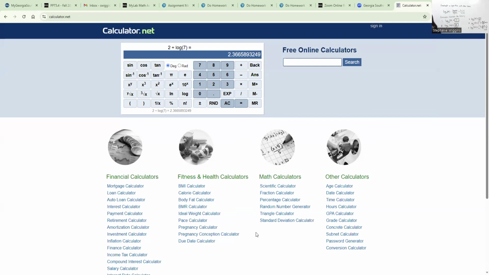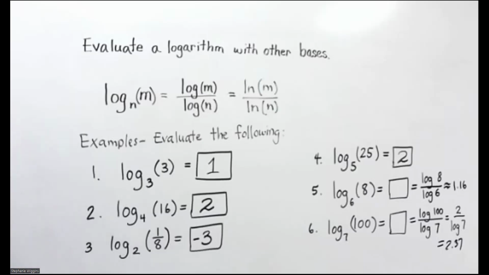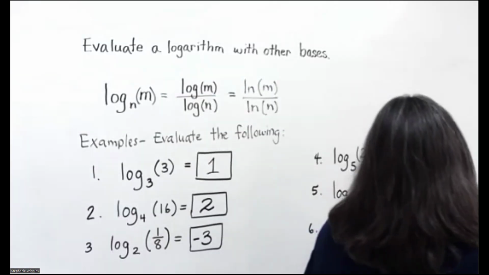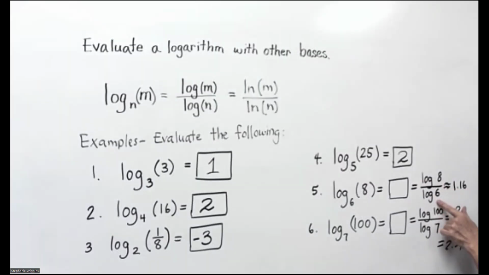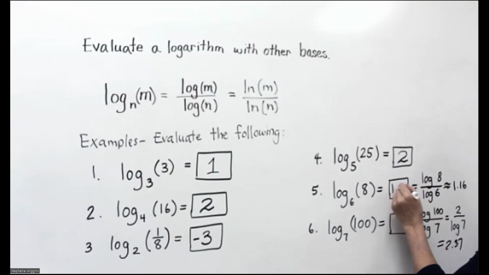Let me stop sharing my screen here so you can see that. Okay, so I take log of 8 divided by log of 6, I got approximately 1.16. And so that is the exponent. And then when I take 2 divided by log 7, I get 2.37. So that's the exponent on 7 that will give me 100.